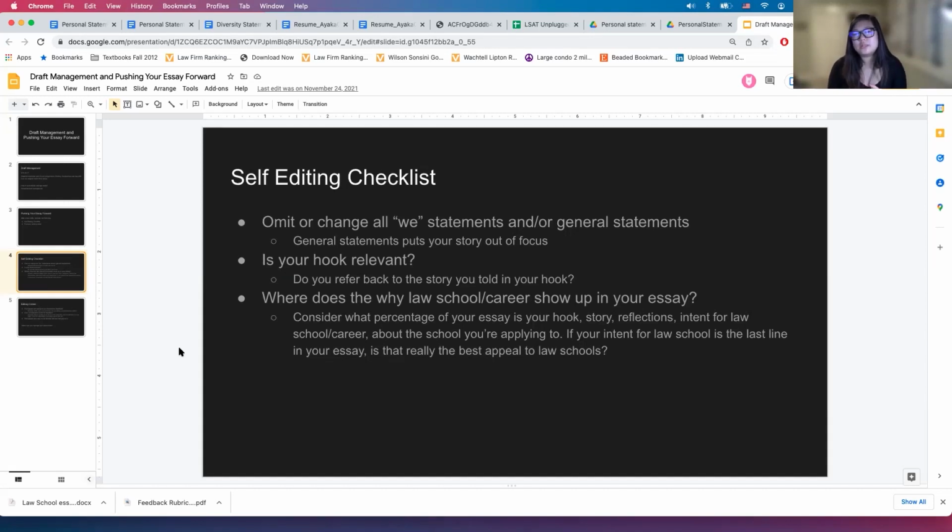Most first drafts come with these three issues, which are fixable, of course. So it doesn't mean that your essay is not good. It means that it just needs a little bit more work to get it into that final form. So this is really that self-editing checklist that I would pay attention to as you are starting to get other people to read your essay.